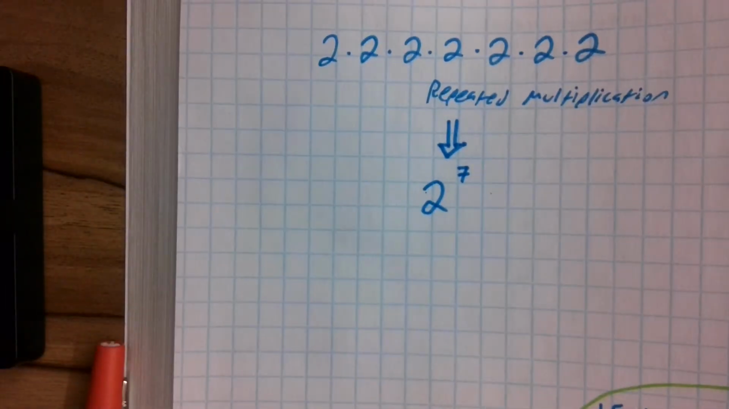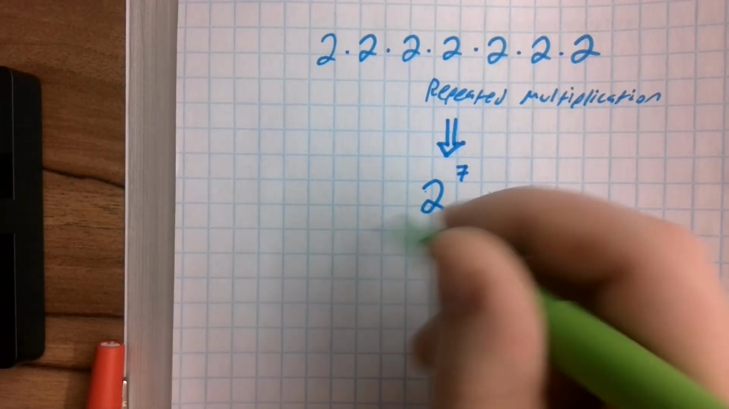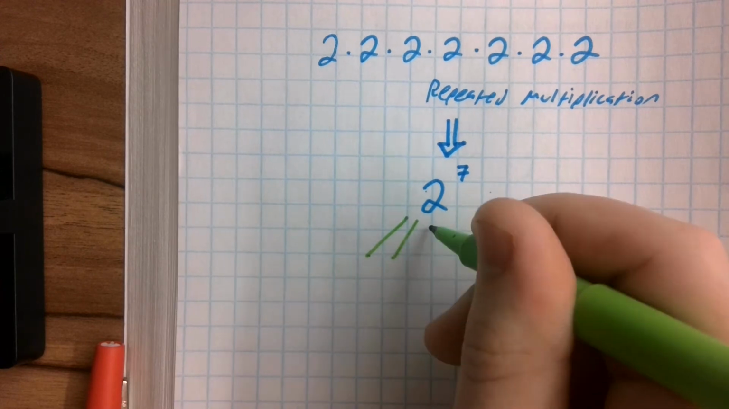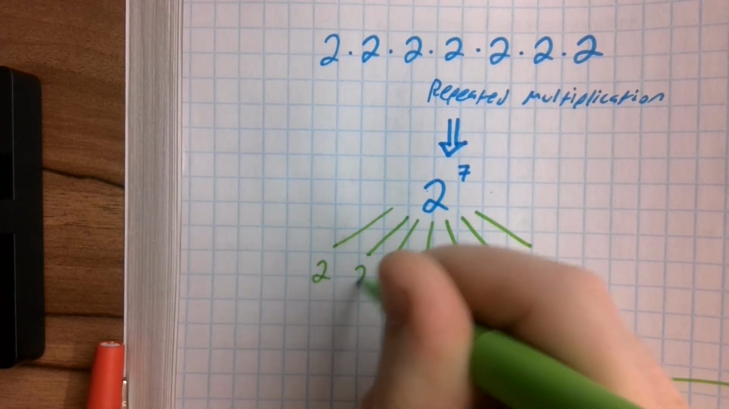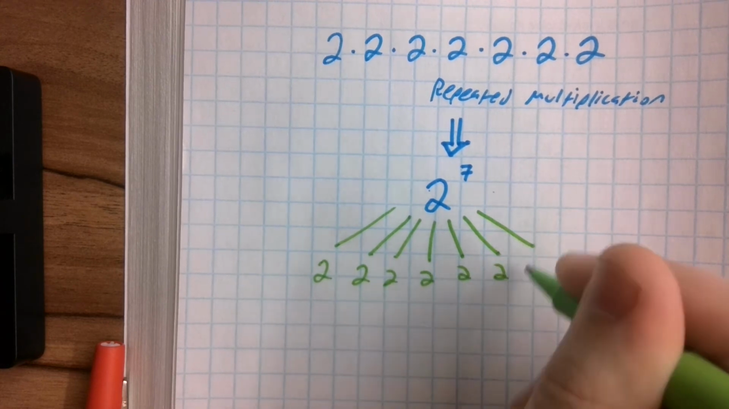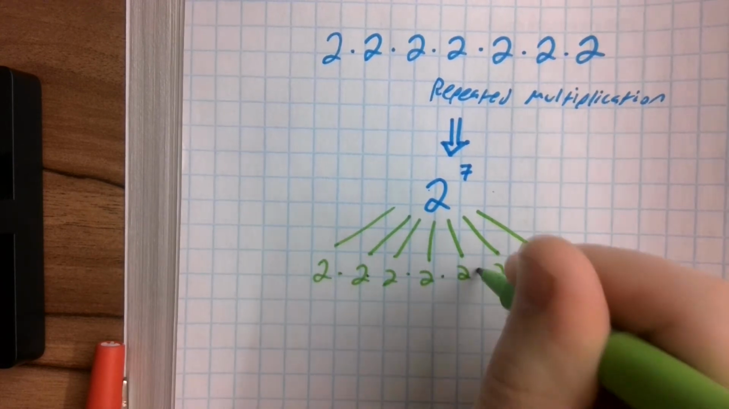It's the same with our examples before. 2 to the 7th could just be written out as 7 different 2's being multiplied together. Like this.